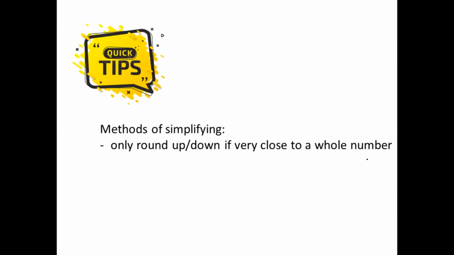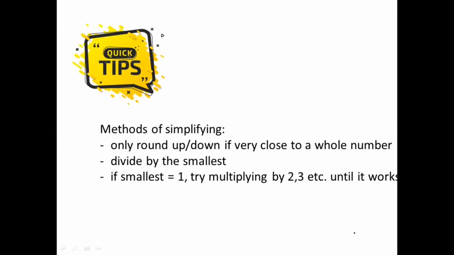Some methods of simplifying: you can only round up or down if the number is very close to a whole number. For example, 4.02 will be 4, but 4.3 is not going to be 4. Don't round it like this. So divide by the smallest, and if the smallest is 1, try multiplying by 2 or 3, etc., until it works.